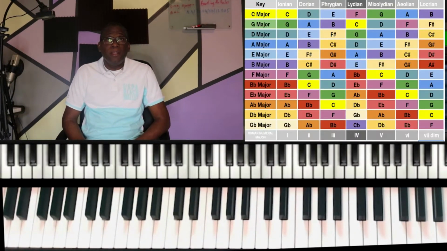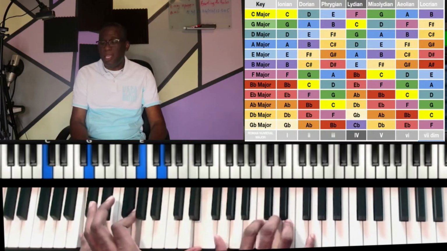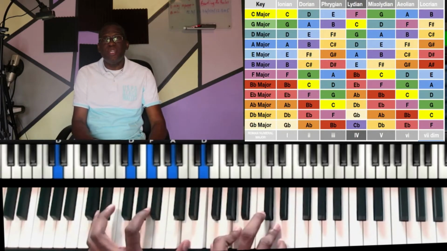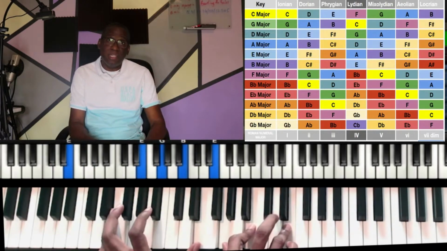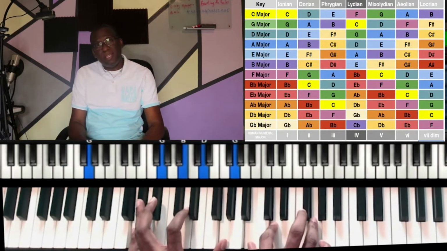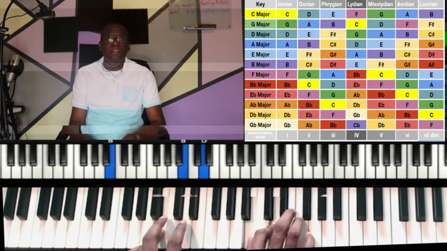Of course, when we talk about modes, we normally talk about it in the scale of C, and we would say C is the Ionian mode, D the Dorian, E the Phrygian, F the Lydian, G the Mixolydian, A the Aeolian, and then we have the Locrian.